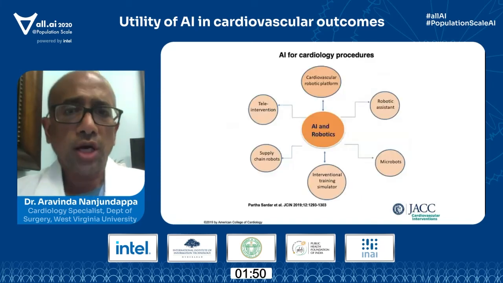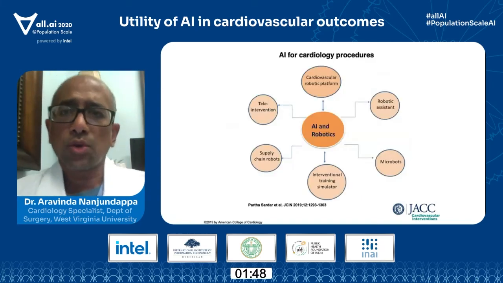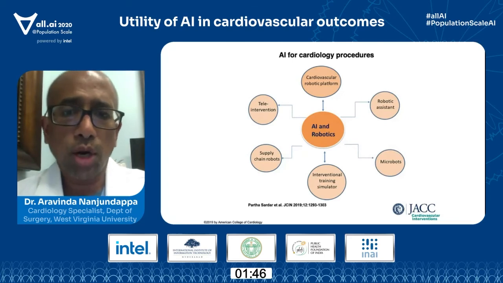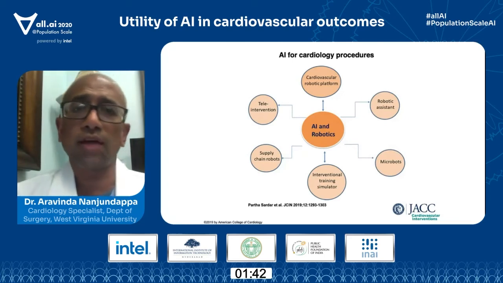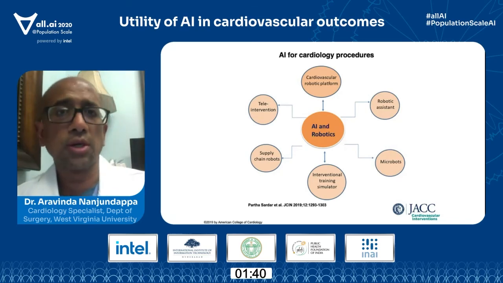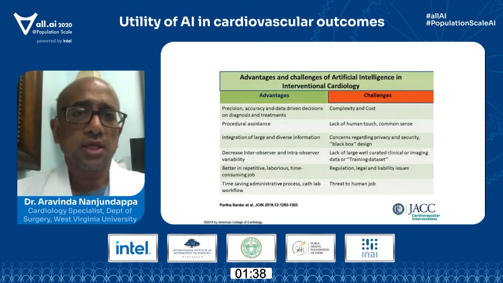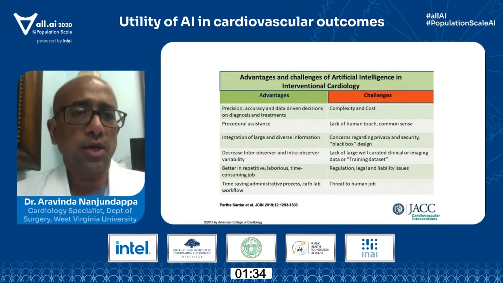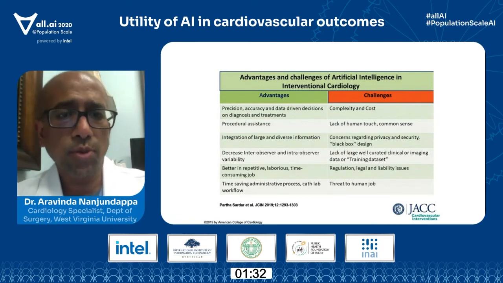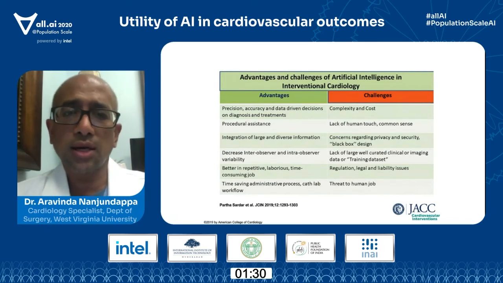So AI for cardiology procedures, whether it's tele-intervention, robotic assistant, microbot, or the interventional training simulator, or a cardiovascular robotic platform, all of them have an interaction. In terms of advantages and disadvantages, the precision of accuracy is the advantage. Procedural assistance is of importance, it decreases the inter- and intra-observer variabilities, and time-consuming administrative processes can be cut down.